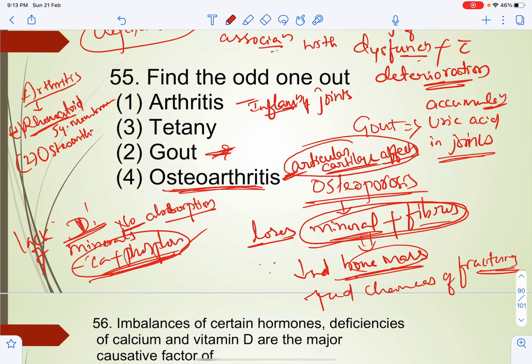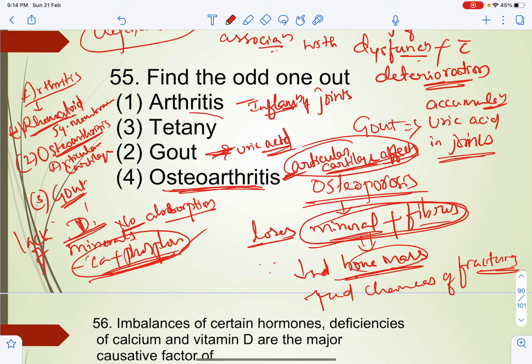Osteoarthritis, in which the articular cartilage is affected, not the synovial membrane. And the third one is gouty arthritis, or gout, where excess accumulation of uric acid leads to inflammation. This is very, very important.